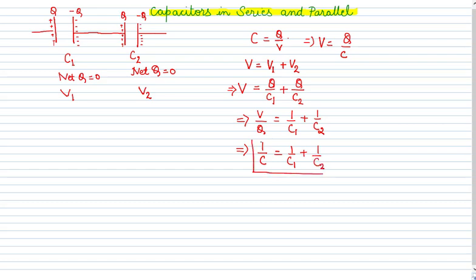So from here we can write 1 upon C is equal to 1 upon C1 plus 1 upon C2. Right? So if you have a combination of two capacitors in series, then we got this formula for the combination: if C is the total capacitance, then 1 upon C is equal to 1 upon C1 plus 1 upon C2. And similarly, we can connect any number of capacitors in series combination.